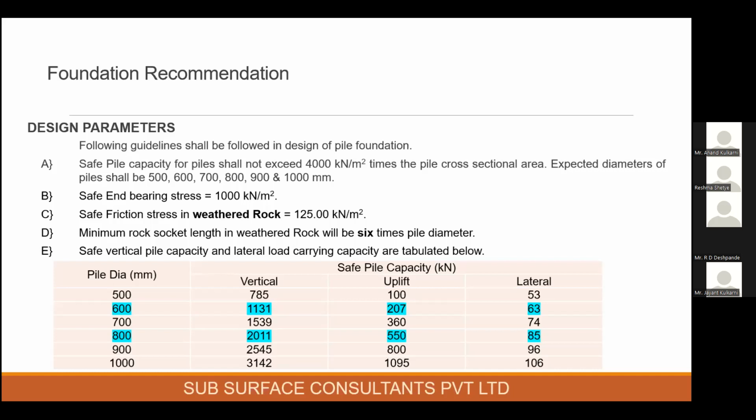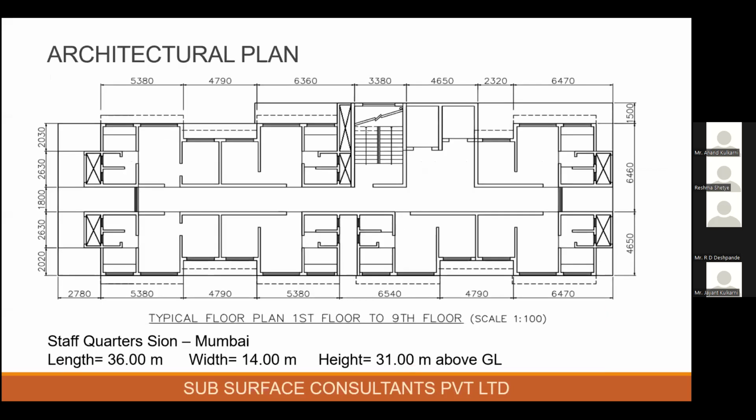Then the safe friction stress of the weathered rock has been kept at 125 kilonewtons per meter square. And the minimum rock socket length is taken as 6 times pile diameter. Now, in this particular site, 600 and 800 were chosen as the suitable values. Why? We'll see in the next slide. You can see the load carrying capacity of a 600 dia pile is 1131 kilonewtons, and for 800 dia it is 2011.